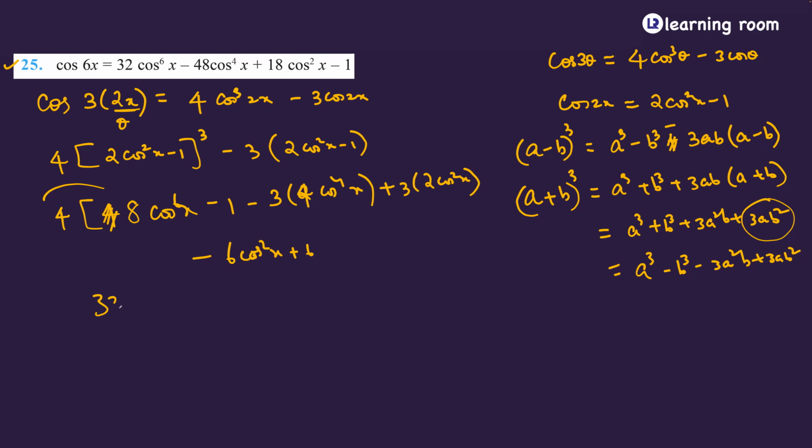4 into 8, 32 cos power 6x, minus 4, minus 12 cos power 4x. This is 6 cos square x minus 6 cos square x. Are they getting cancelled? Check it. Because there is a cos square x term existing, how can they get cancelled? So, it is 2 cos square x, the whole cube is 8 cos power 6x. Minus b cube is minus 1. Minus 3 into a square, 4.